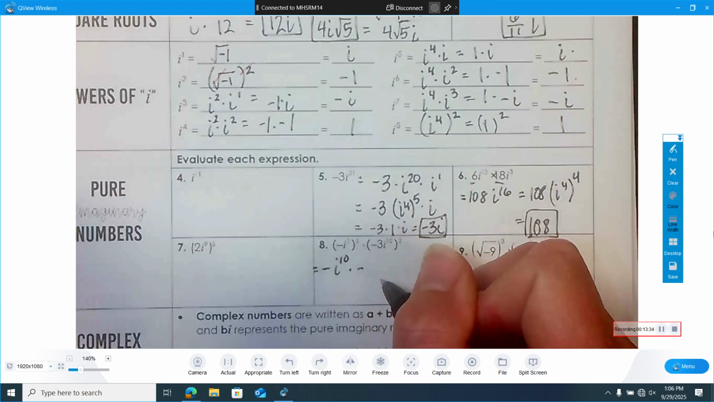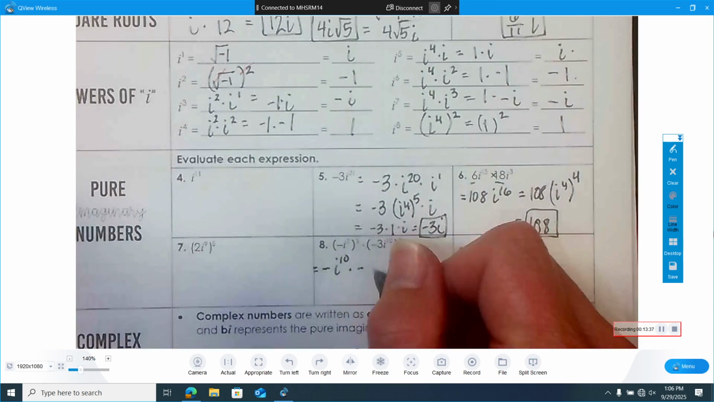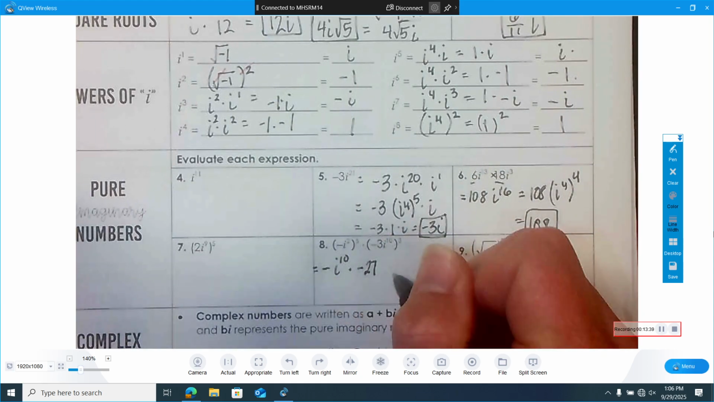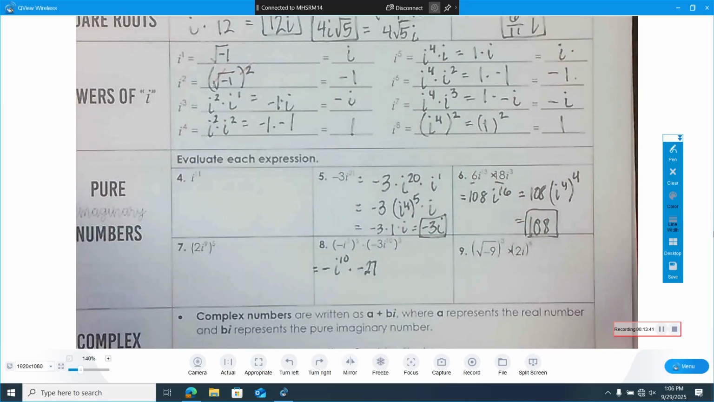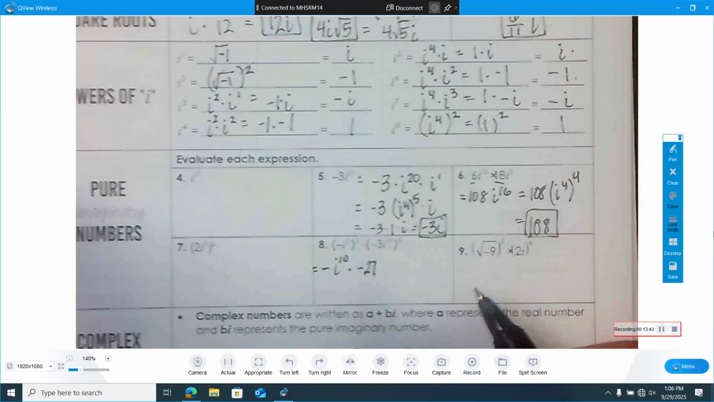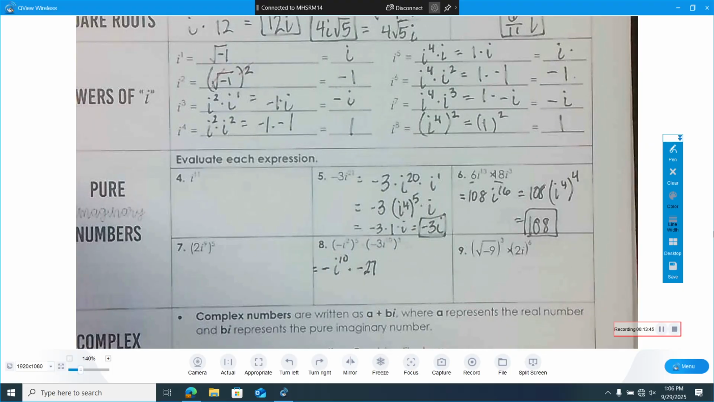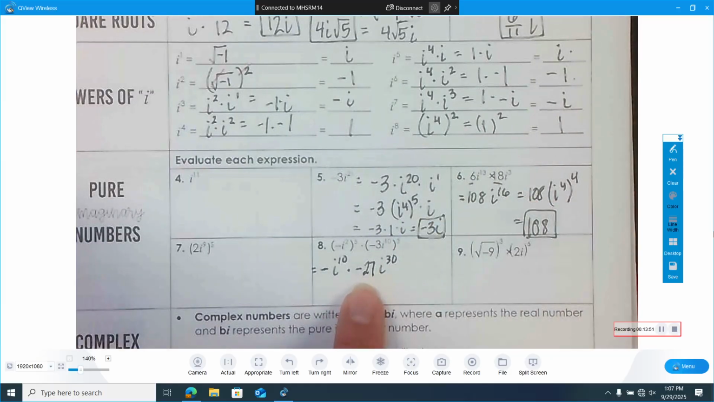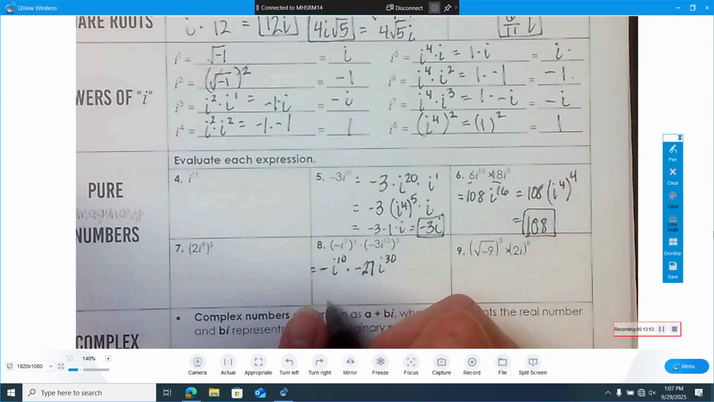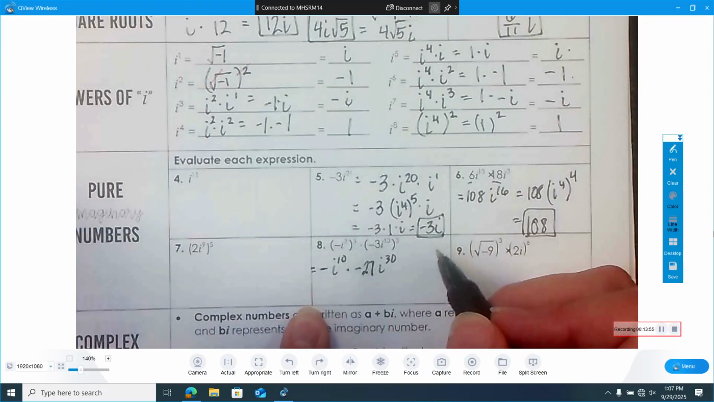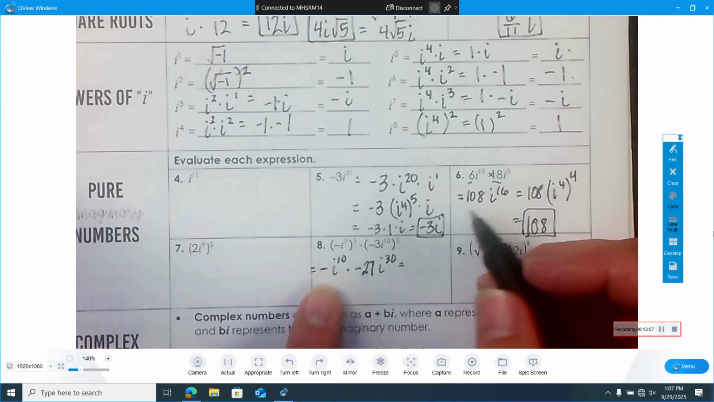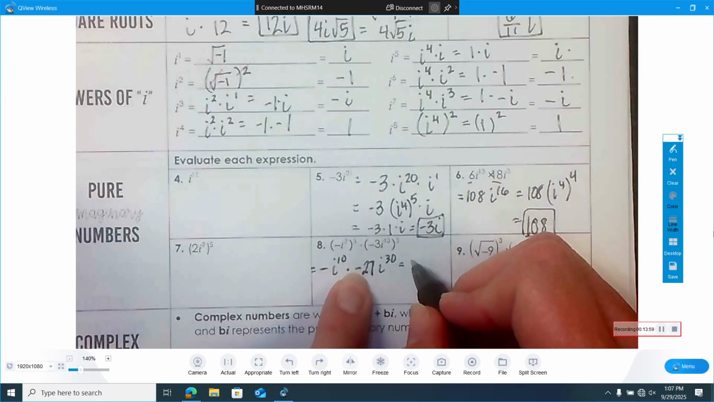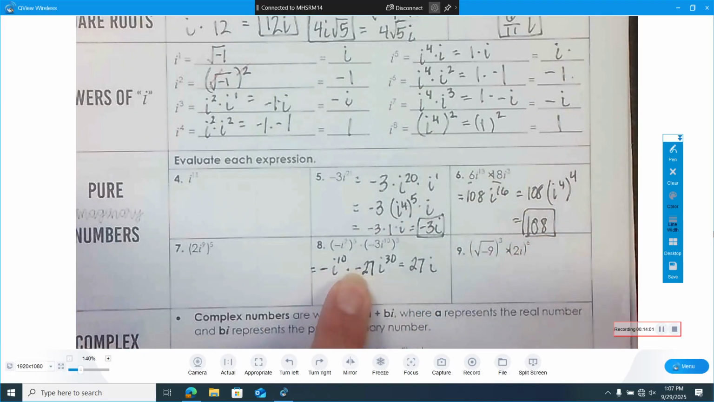Negative 27. Why negative 27? Negative 3 times negative 3 times negative 3, written out 3 times. So negative 27, and then i to the 30th. Okay, great. If I clean that up, negative times negative is going to give me positive 27i to the 40th.